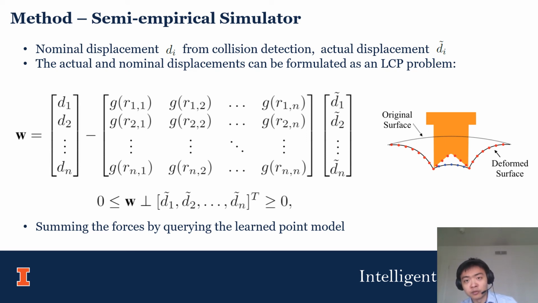So these blue points would actually contribute 0 amount of forces to the original object, and its displacement is completely a result of the neighboring points. We solve this LCP by iteratively removing these points, and in the end, we have a defined linear system, and we can solve for the actual displacement directly. Summing up these forces at a contact patch by querying the learned point model, we can get the contact force at this contact.